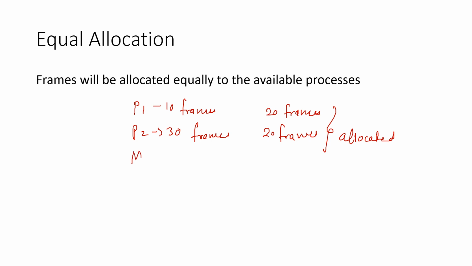So main memory size is suppose 40 frames. Okay. So actually what happens? Actually P1 requires only 10 frames, right? Hence 10 frames of main memory are wasted. Okay, and P2 requires 30 frames, but allocated are only 20. So no proper utilization of the main memory in this case, and this problem is overcome by the proportional allocation method or approach.